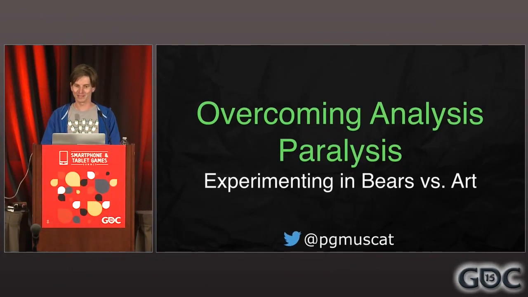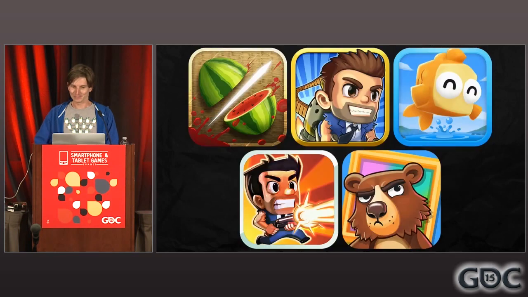This is Overcoming Analysis Paralysis, Experimenting in Bears versus Art. My name's Luke Muscat. Up until about 2 days ago, I was the Chief Creative Officer at Halfbrick Studios. I've actually moved on to do different things now. But while I was at Halfbrick Studios, I made a whole bunch of games: Fruit Ninja, Jetpack Joyride, Fish Out of Water, Monster Dash, and a game that's currently in soft launch, Bears vs. Art. Of course, these games aren't made just by me.